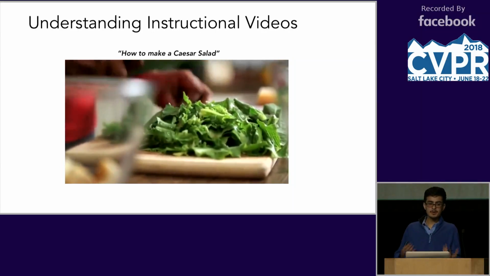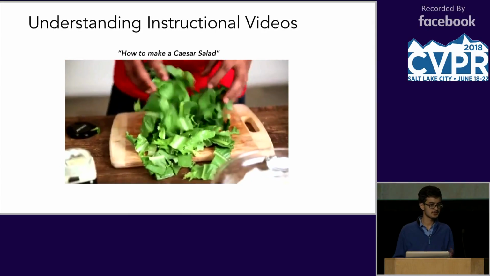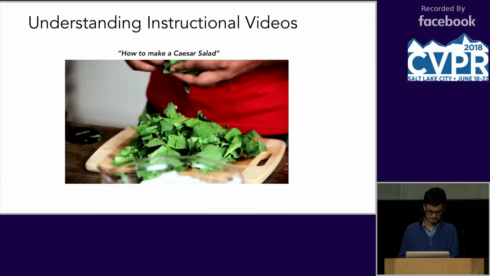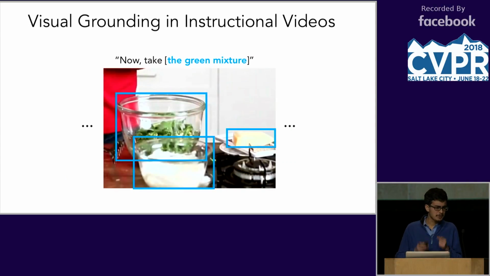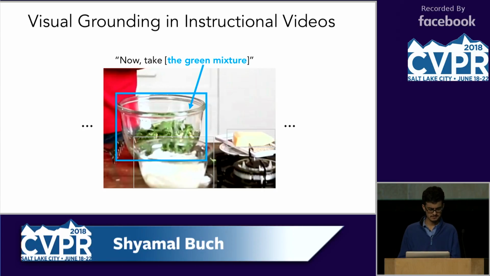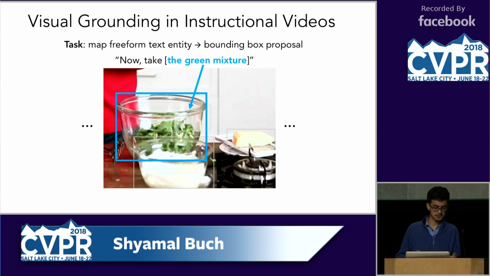When we want to learn something new, we go onto YouTube and watch instructional videos, like how to make a Caesar salad. But crucially, when the instructor says something like, now take the green mixture, we know that they're referring to this specific bowl in the scene. And this is called visual grounding. It's the task where we map a free-form text entity to a bounding box proposal somewhere in the scene.